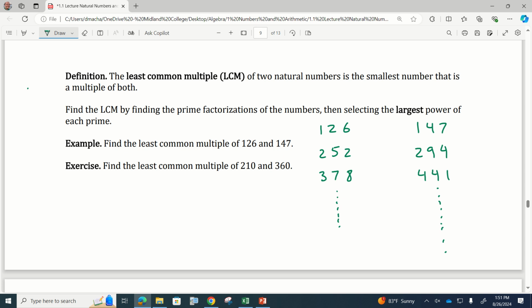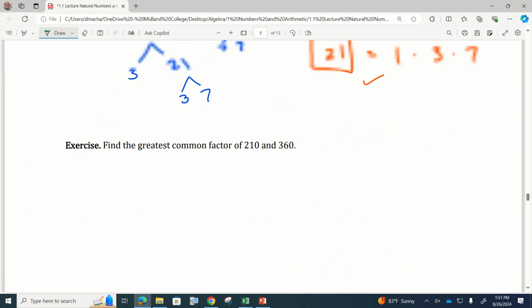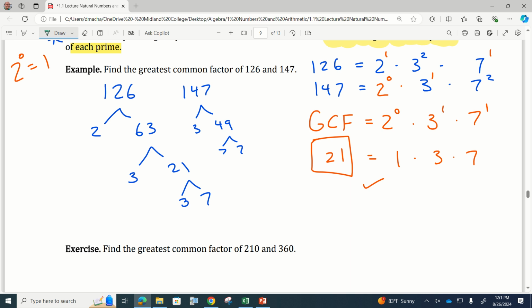The slightly faster way of doing things is that we're going to find the prime factorizations and then select the largest power of each prime this time. So it feels backwards, because for greatest common factor, we choose the smallest power, but for a least common multiple, we actually choose the biggest power. And so between 1 and 0, I'm going to choose the 1. Between 2 and 1, I'm going to choose the 2. And between 1 and 2, I'm going to choose the 2.